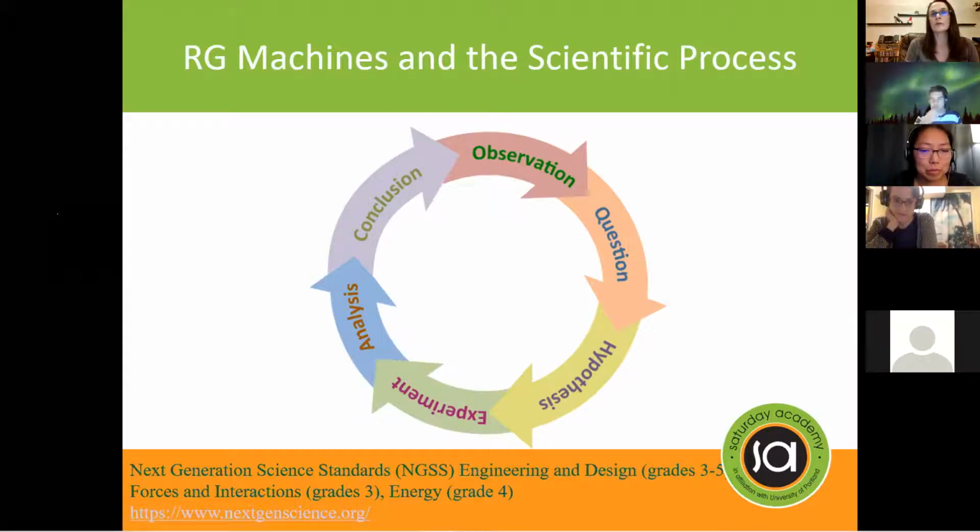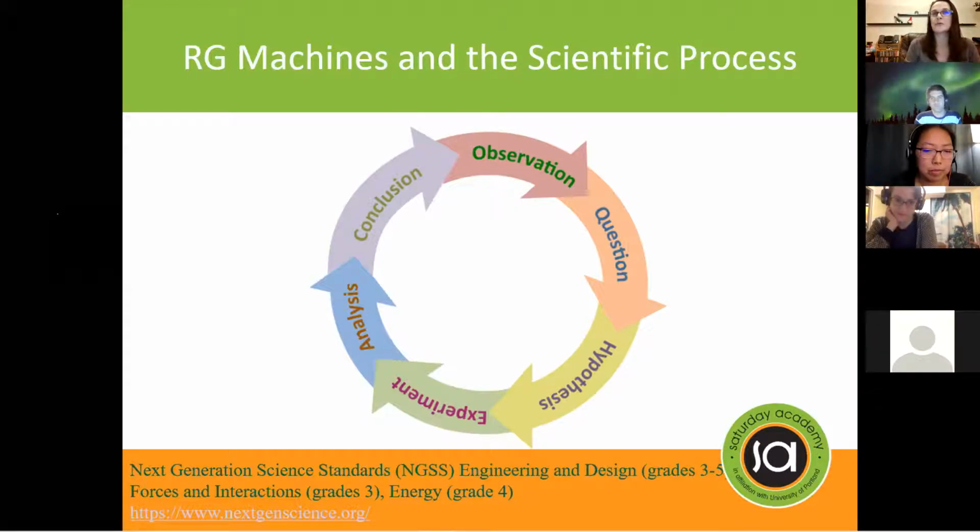So we have observation, question, hypothesis, experiment, analysis, and conclusion. And one thing I really love about this model is that it's a circle. So a lot of scientific process diagrams are in a line, and that makes me think that once I get to the conclusion, I'm done. And I can tell you that, in my opinion, I don't think science is ever done.